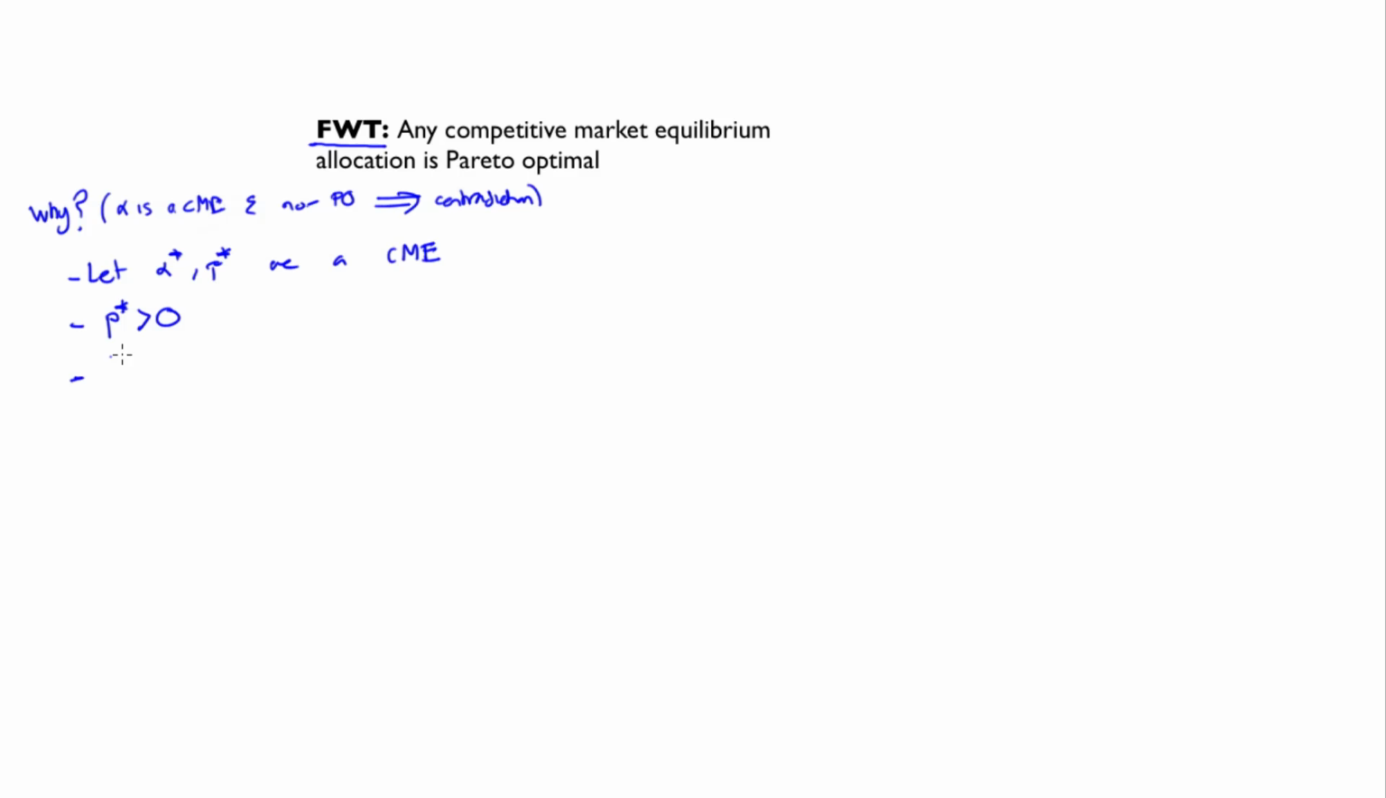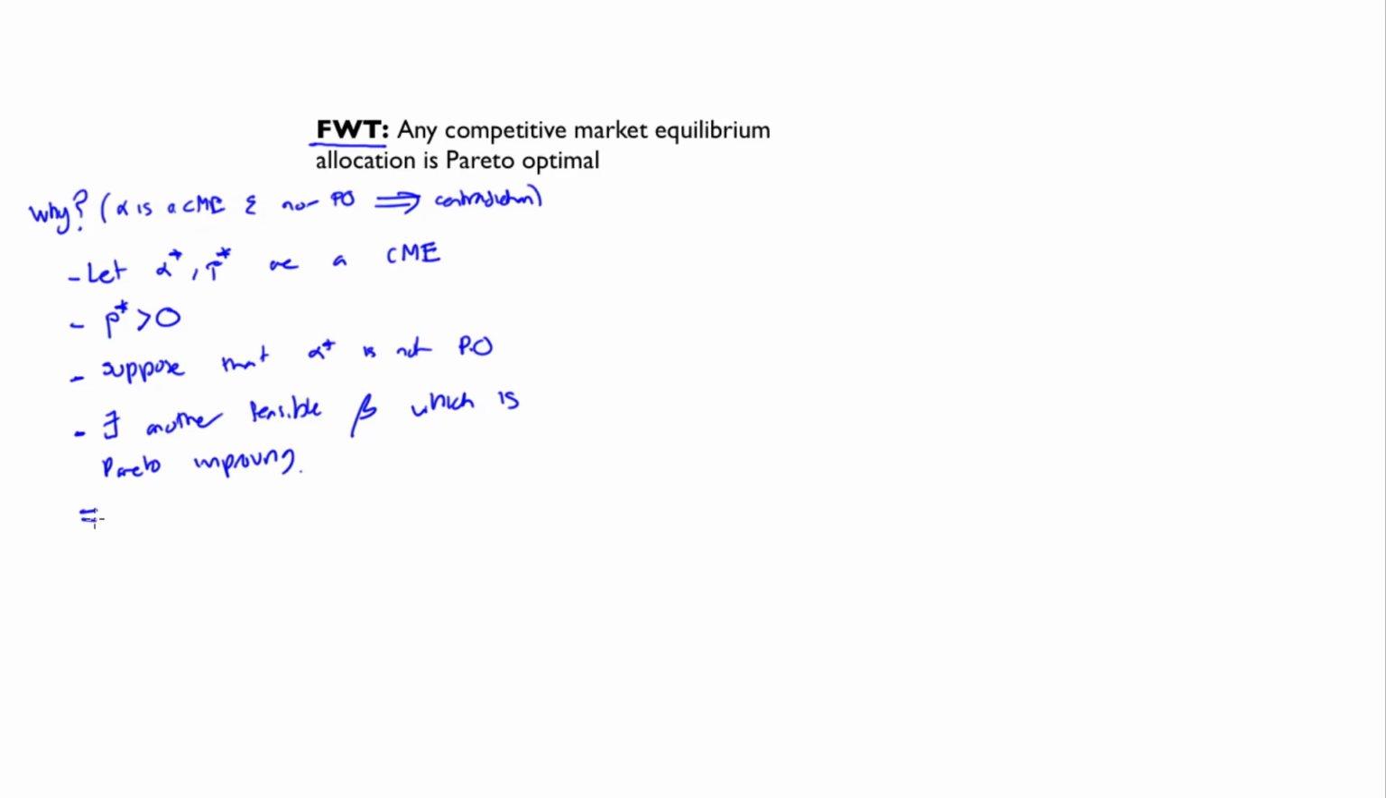Now, suppose that alpha star is not Pareto optimal. Okay? Let's see what happens. Then there exists another feasible allocation beta, which is Pareto improving. And this implies two important things.